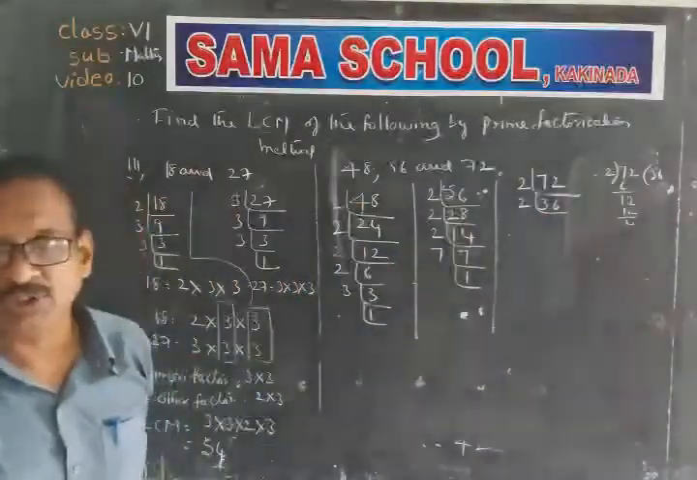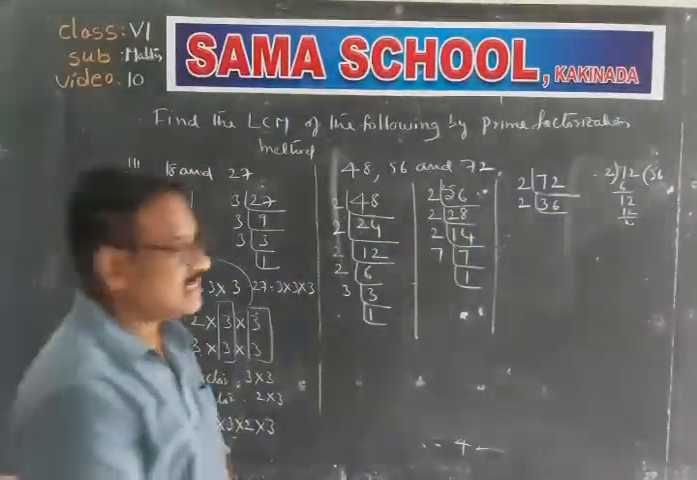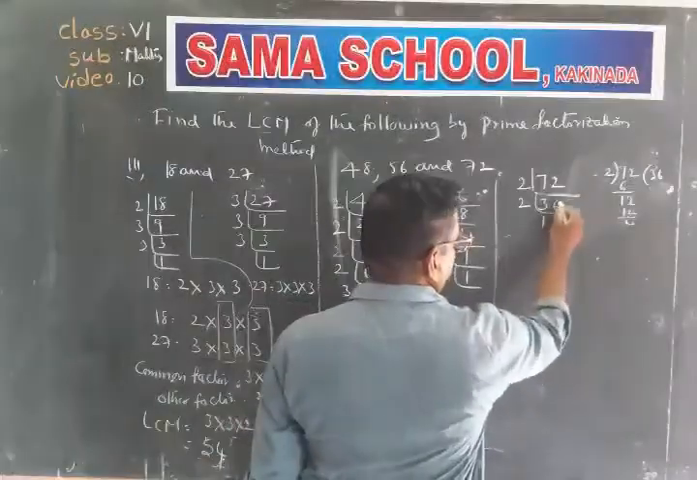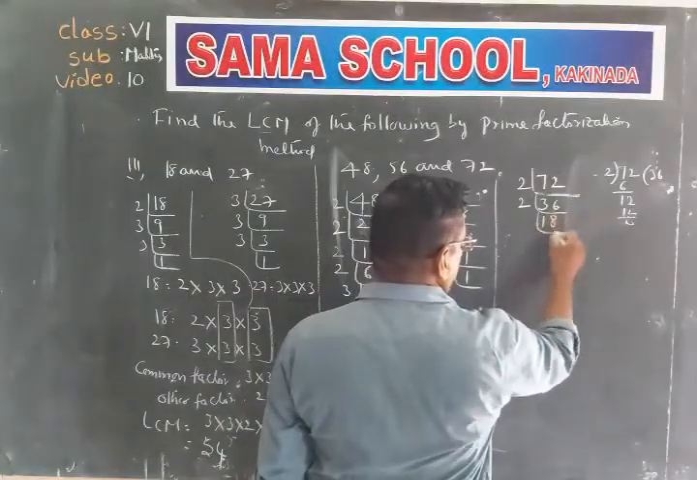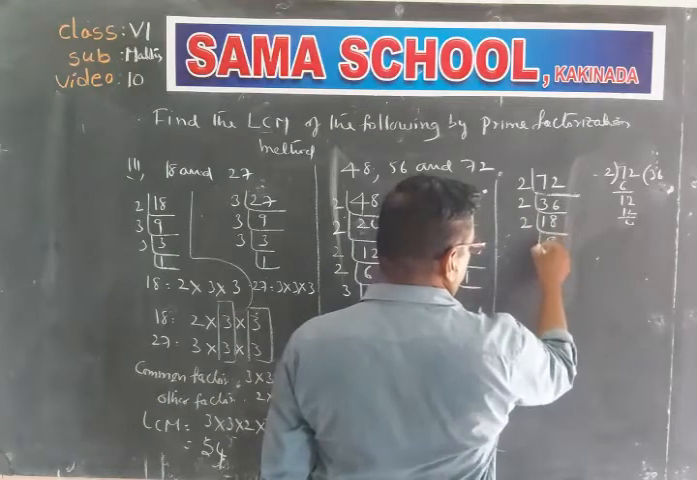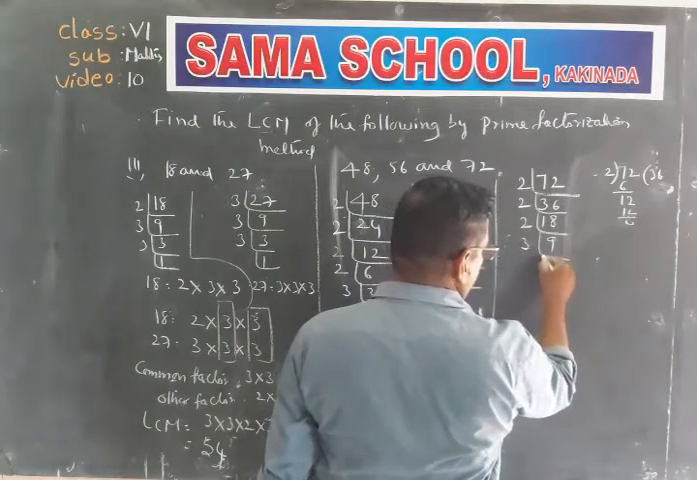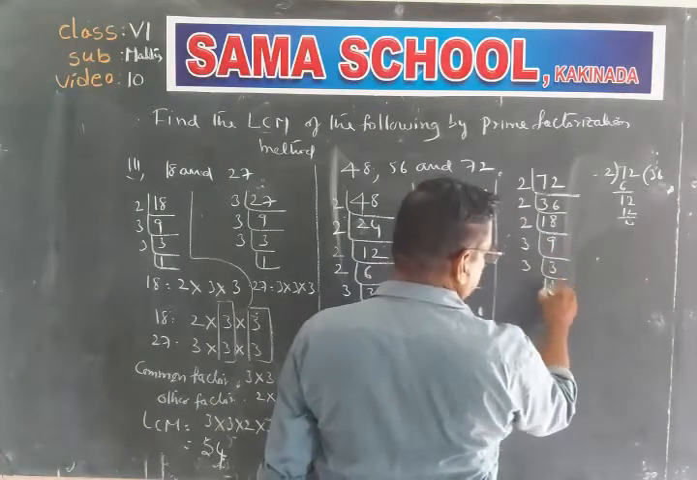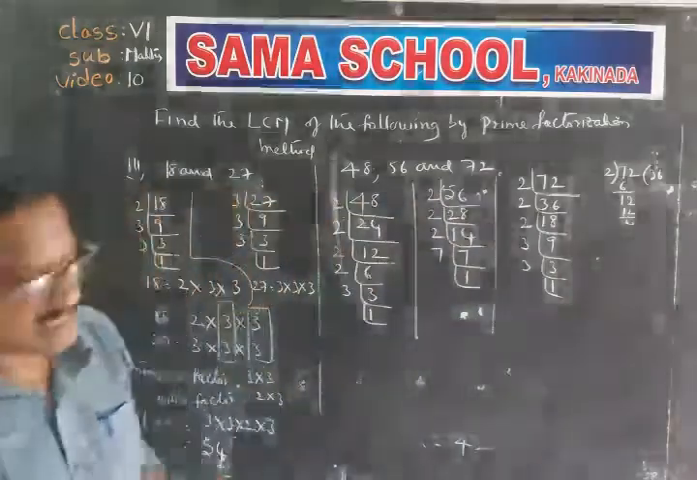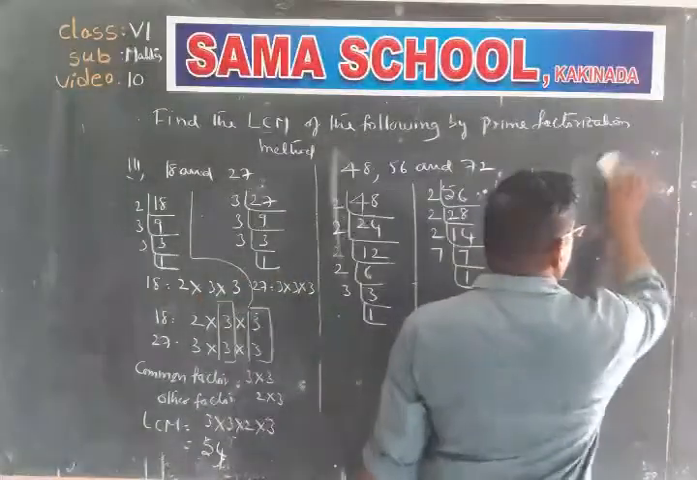2, how many times divisible? 2 18s are 36. 2 1s are 2. The remainder is 16, 2 8s are 16. 2 9s are 18. 3 3s are 9. 3 1s are 3. Okay. These are the prime factors. How is the prime factorization method?